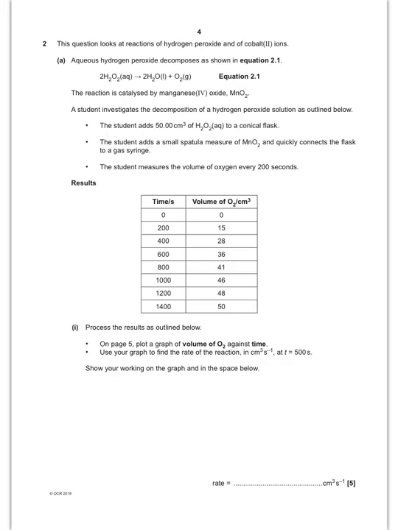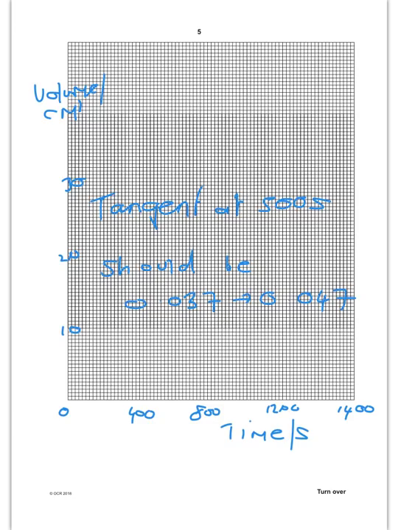So again, this is quite a nice little question for you. The first one, you are plotting a graph, and on the other page I've shown a scale that you could use. You then draw your tangent at 500 seconds, and you should get a tangent of between these two figures here, which shouldn't be too difficult.